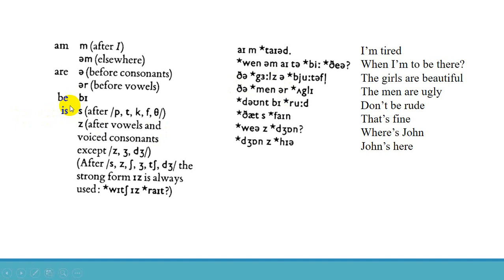So it must be with long E, الأيديم نقطتين, but the weak form of B is B, with كسرة. With كسرة, حلوة هاي الجملة. For example, don't be rude. Don't be rude. Okay, إذا البطيء.